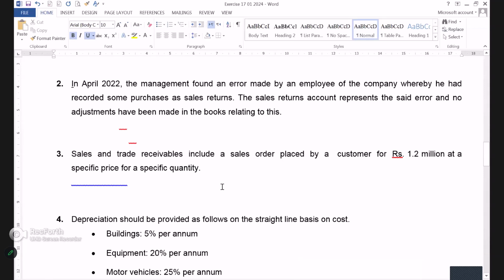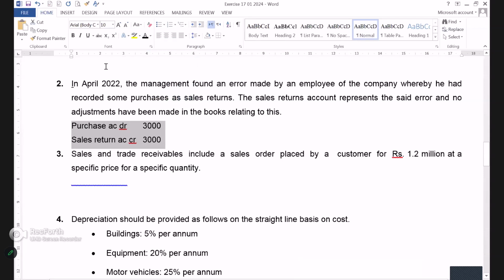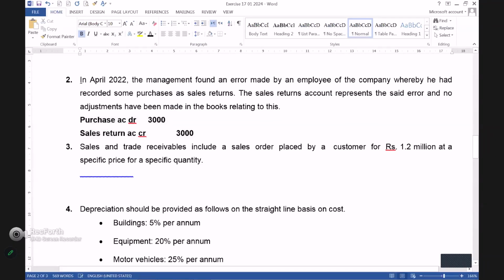After that we have to deduct the total sales return from sales. So the credit to debtors is also correct. The purchase should not have been entered as a sales return. Therefore, the sales return account is credited and the purchase account is debited. So this is the journal entry: purchase account debit, sales return account credit. Because of purchase, it should be added to the purchase. Sales return is deducted by 3,000.